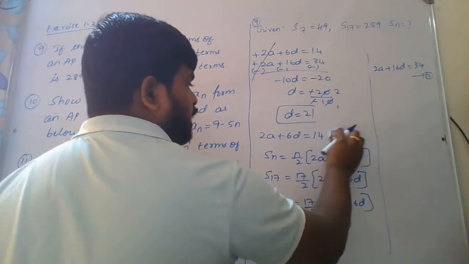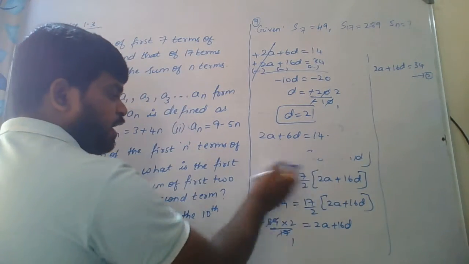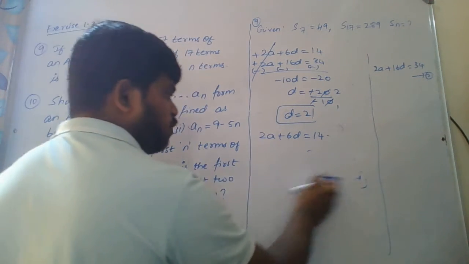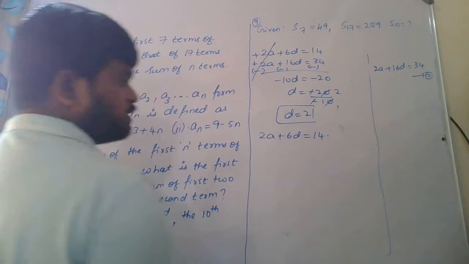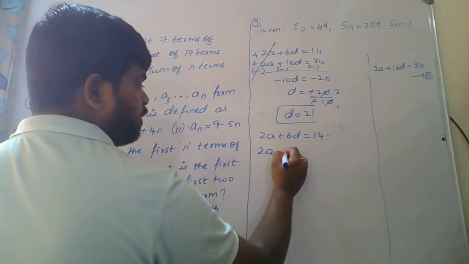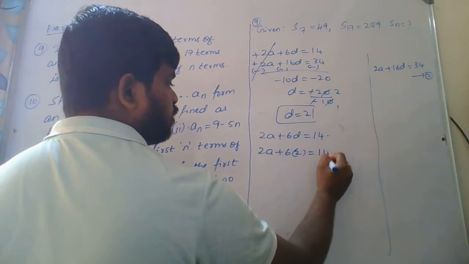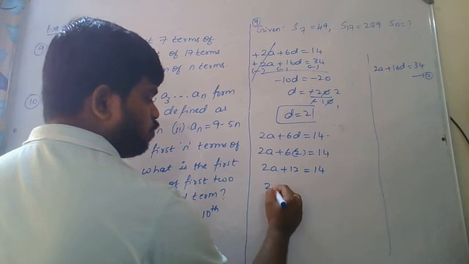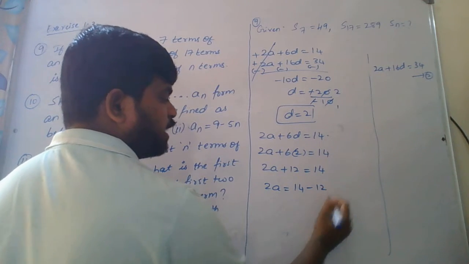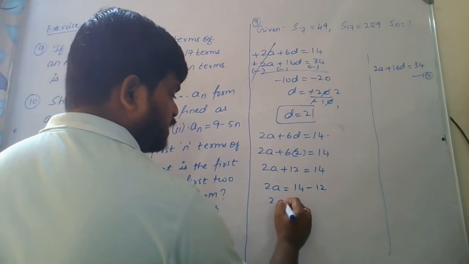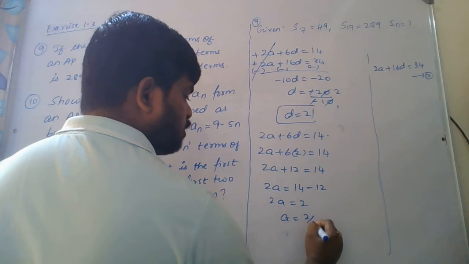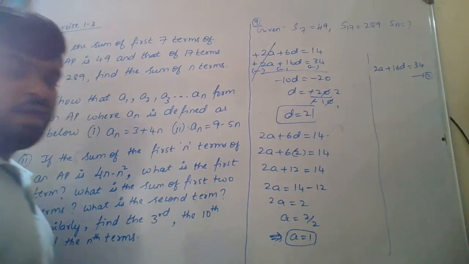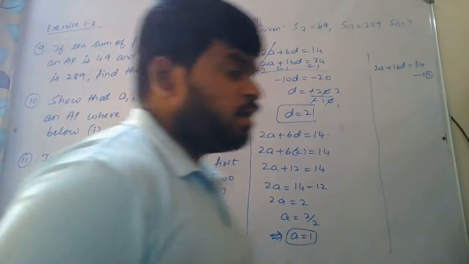Let's take our equation 1 to find the value of a. What is our equation 1? 2a plus 6d is equal to 14. So 2a plus 6 into 2 equals 14. 2a plus 12 is equal to 14. Therefore 2a is 14 minus 12, so 2a is equal to 2. Therefore a is 2 by 2, which is 1. We got the value of a, we got the value of d. Now you can find the required thing.